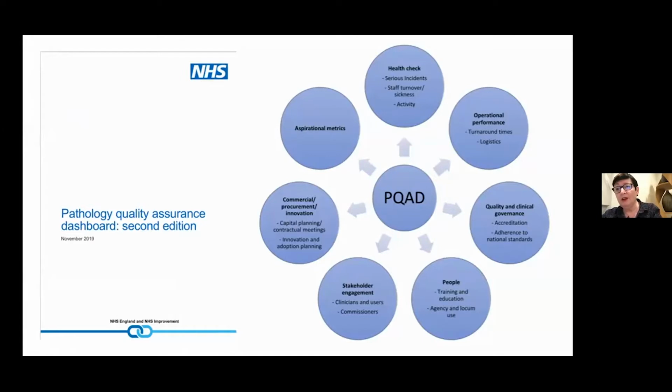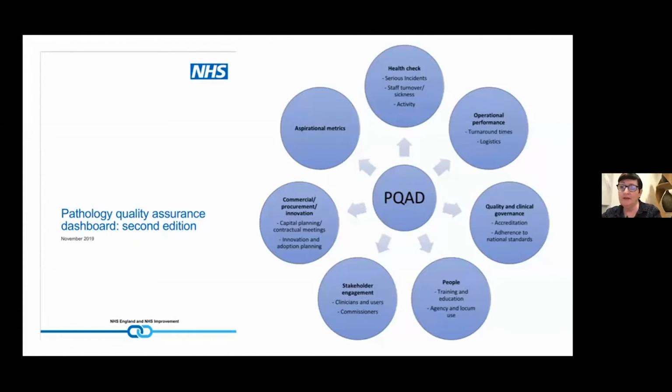Have we got accreditation? Are we sticking to our national standards? Are we training, educating people? Are we talking to the people who use our services, and are we listening to them? Not just, we can talk to them, but we also need to listen to them and put in their suggestions. And then are we buying things in the right way? Are we buying things in an efficient way? Are we putting in new things that should be? If there's a new test that we should have implemented, have we done it?